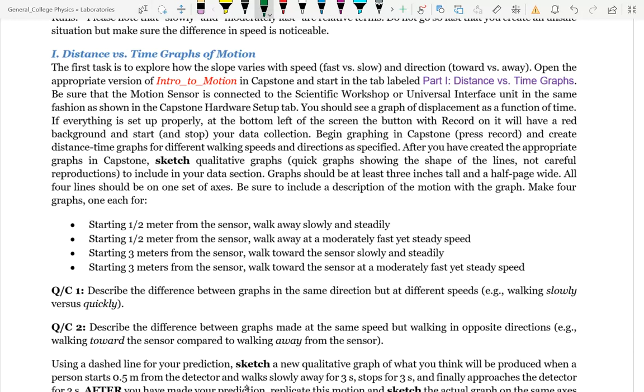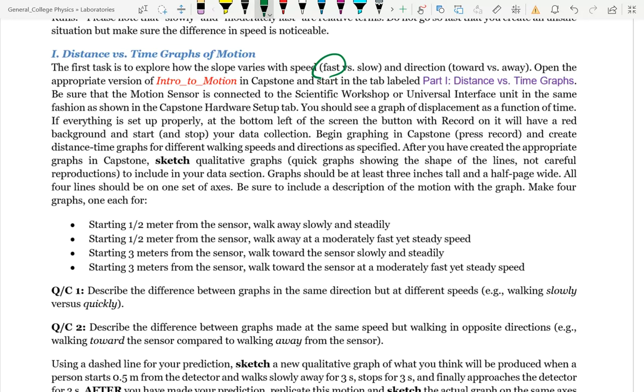So what you're doing here is in the first task, you explore how the slope varies with speed, and you have fast versus slow. I want to emphasize that fast is not running. We want to maintain a safe environment. We don't want people running and potentially slipping, falling, or hitting things. So fast just means walking like this, whereas slow is a more sedate speed. So fast and slow is a comparative thing. It's not like I'm going to run fast. And toward and away. Now, you're working in groups of 2.